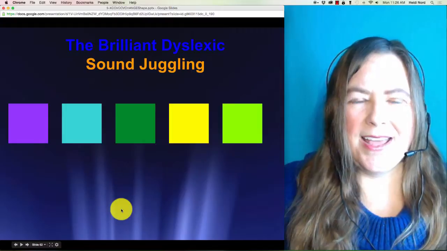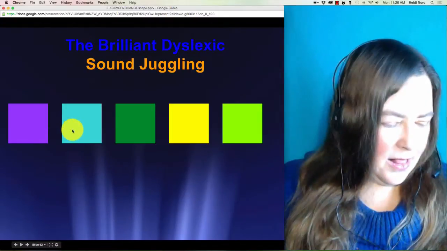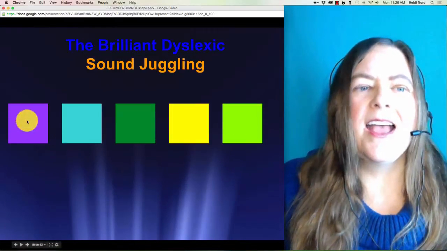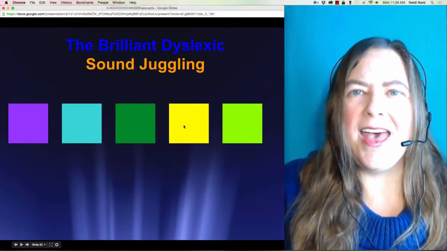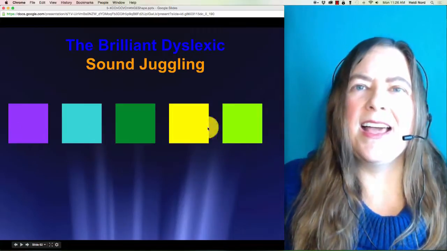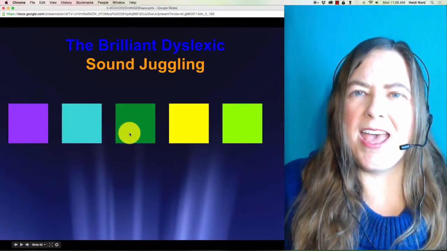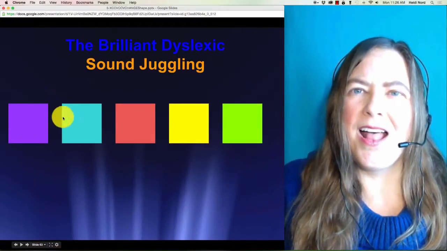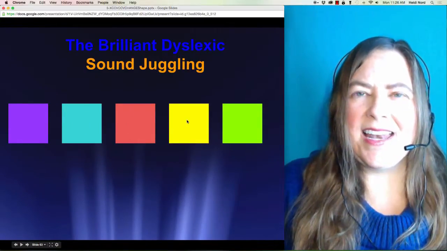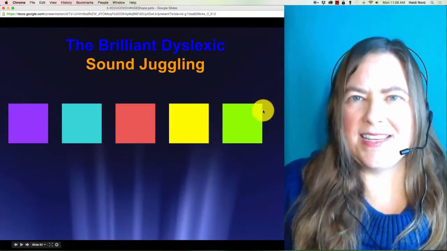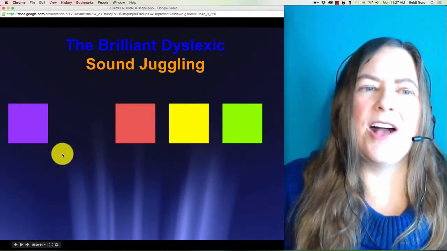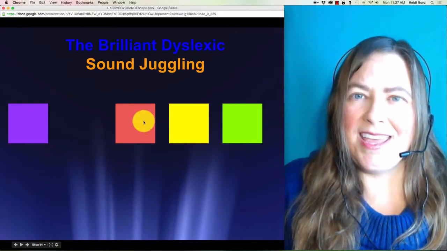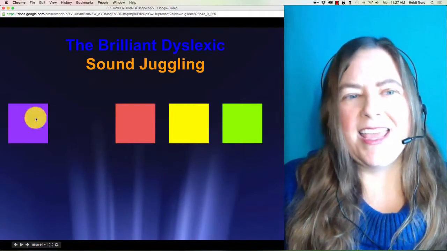This next one is c-l-e-n-t. Clent. In clent, what if I change the e to i? Then you would have c-l-i-n-t, clint. And then what if I take off the l? You would be left with c-i-n-t, cint.